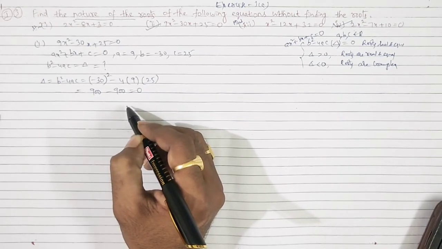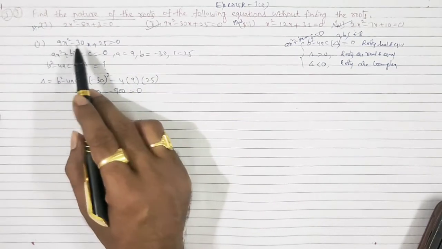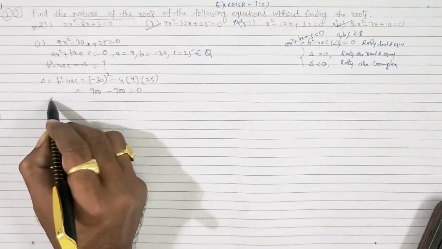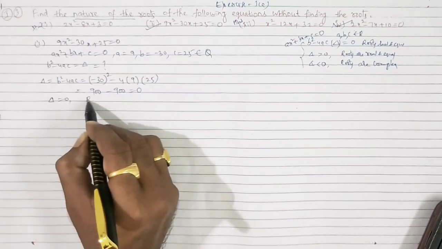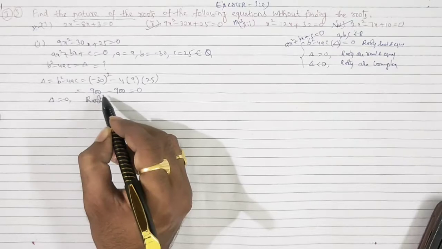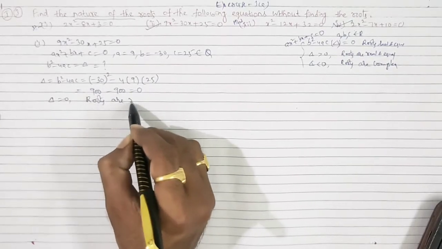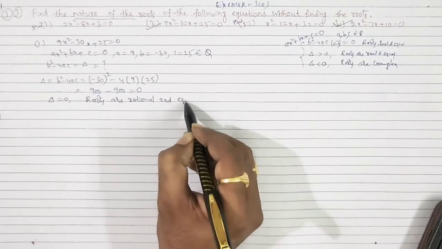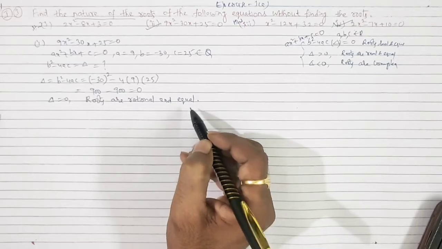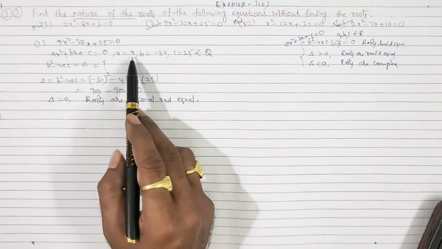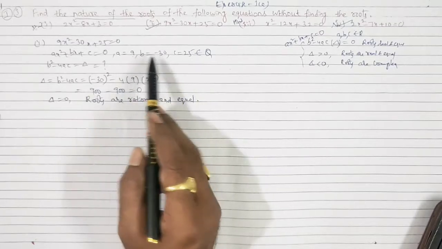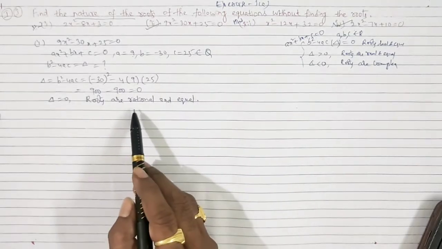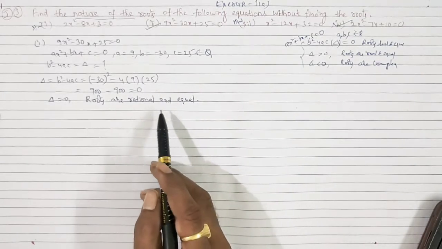Since here a, b, c are rational numbers, here 9, minus 30, 25 are the rational numbers, then here delta is equal to 0, then the roots of the given equation are rational and equal. We have to write here the conclusion: the roots are rational and equal. Okay, so you may think that 9, minus 30, 25 are also real numbers. But before going to real numbers, these are rational numbers, so we can write here the answer: roots are rational and equal. Okay, right.